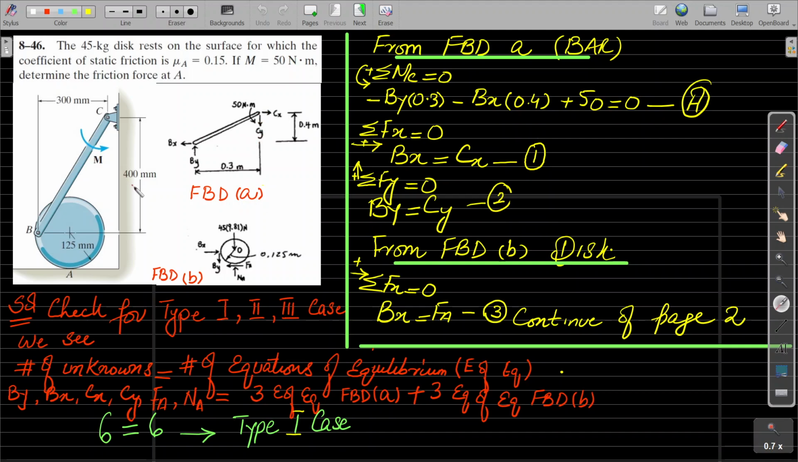Now we go to the free body diagram of the disk. As already explained, if we apply sigma Fx equal to 0, we get plus Bx minus Fa equal to 0, so Bx equals Fa. This is our equation number 3. Once this is done, we have equation 1, equation 2, equation 3, and equation A. Now we go to the free body diagram of B for further explanation.